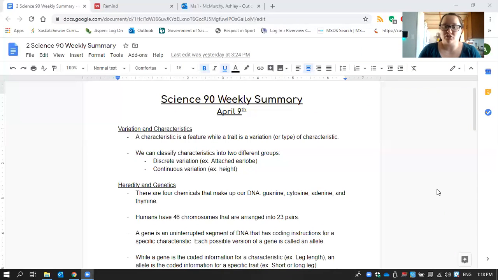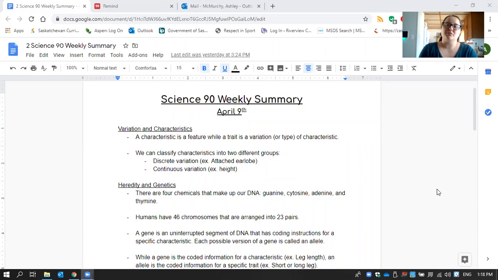We can also classify characteristics into two different kinds of groupings. We can have discrete variation and continuous variation. Discrete means that there's only a specific set of answers. You could either have an attached earlobe or not. You could have a hitchhiker's thumb or not. Or even, say, eye color. Eye color could be considered discrete because you have blue, brown, hazel, or green, but there's typically only those few set colors for your eyes.